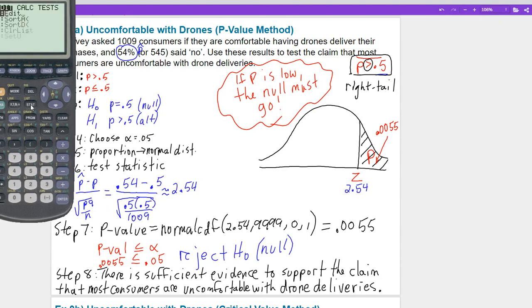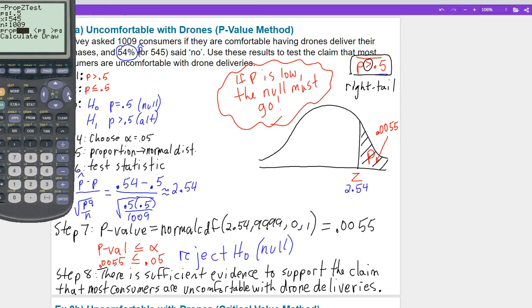But you need to hit the stat button, and then you're going to arrow over to tests. Since we're talking about a proportion, we've only got one of them, we're doing a one proportion z-test. And you have to enter in the numbers. P0, that first number, was 0.5. X, they gave it to us, was 545. That just so happens to be 54% of 1009. N was 1009.